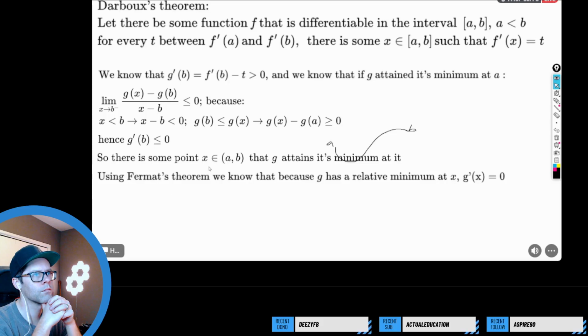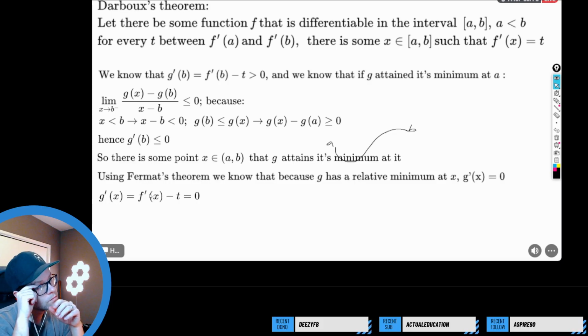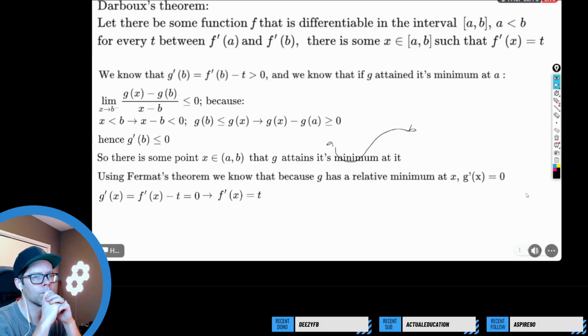So because of Fermat's theorem, we know that g prime at x is 0. And by the way we defined g prime, that means f prime at x minus t equals 0. So f prime of x equals t. So we have some value in here. This is also pretty nice.